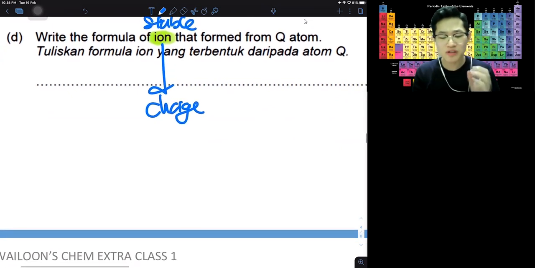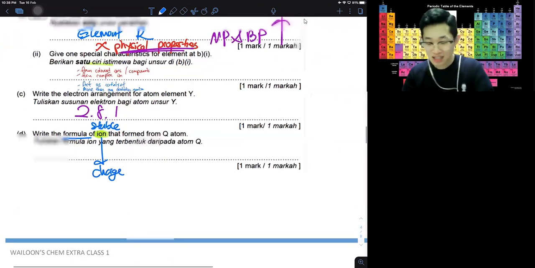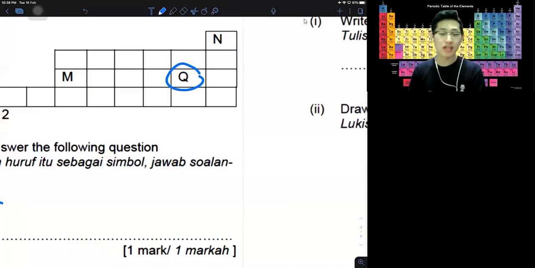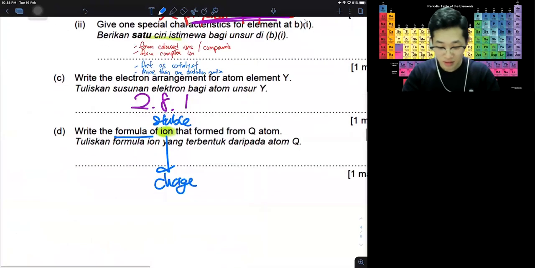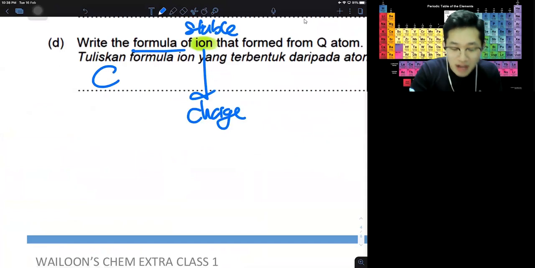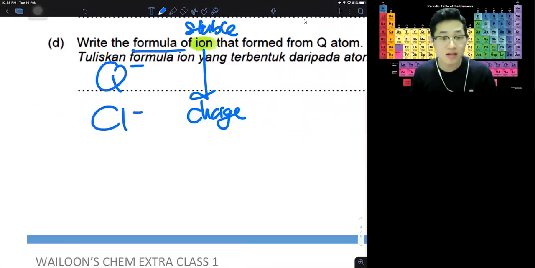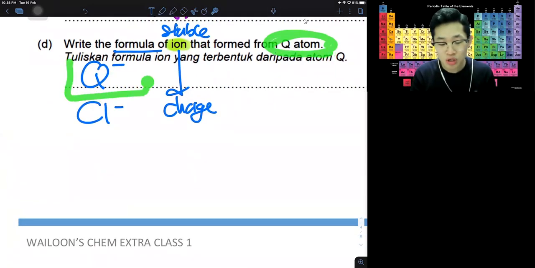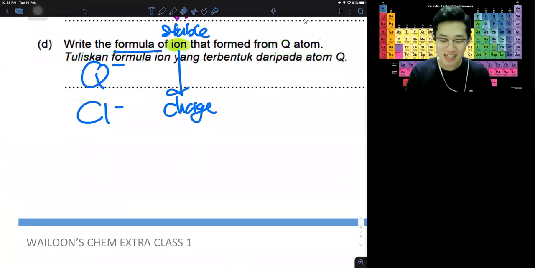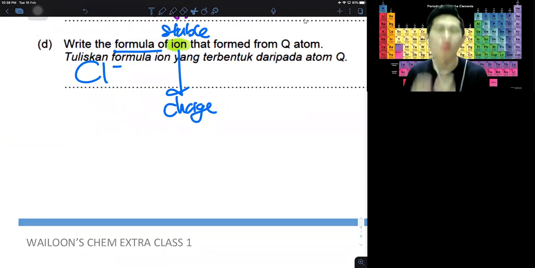So when they ask you the formula of the ion, you go to the periodic table and copy Q. You see, Q is what? Cl. Ion means you have to give me Cl negative. But when they say Q, you use Q. You know there is a periodic table already. Then you put Cl minus. Actually, if you put Cl minus, it is also correct.